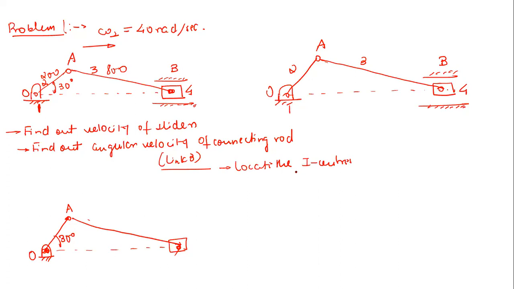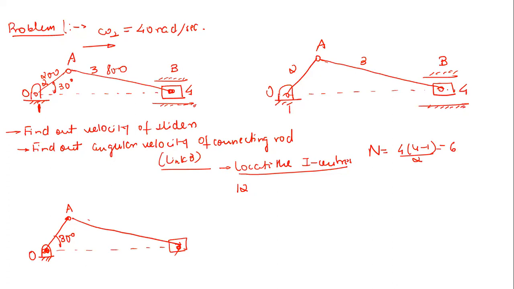Actually, this is a very easy question. Just locate the IC centers first. How many IC centers will be there? First of all, let me mark the links 1, 2. Then quickly tell me what the IC centers will be. So n is equal to 4, so n into n minus 1 divided by 2, that means 6 IC centers will be there.